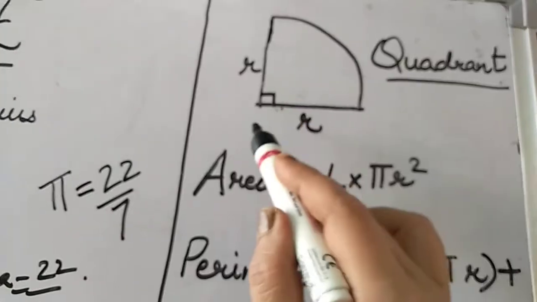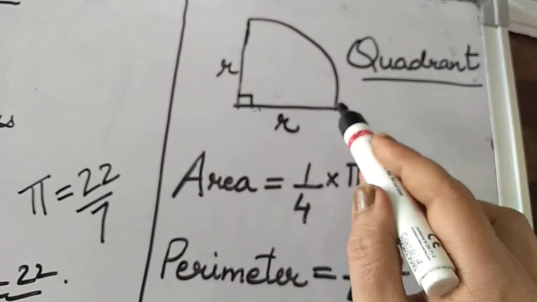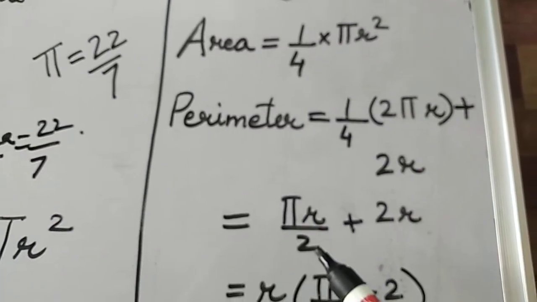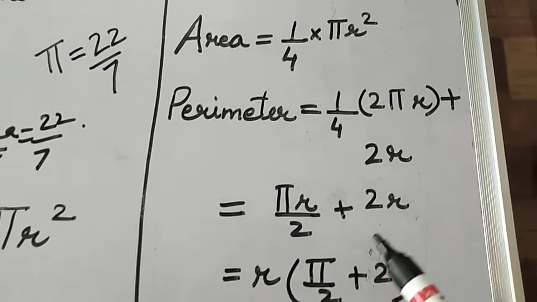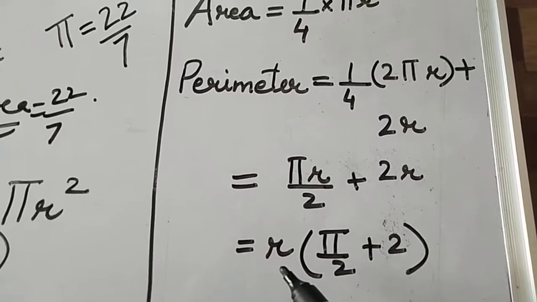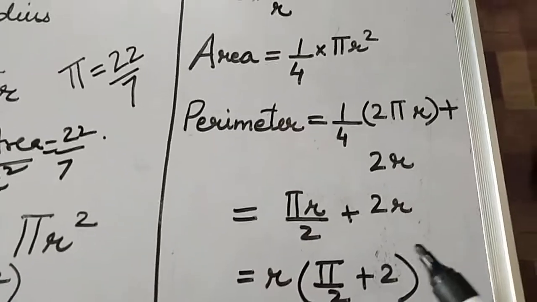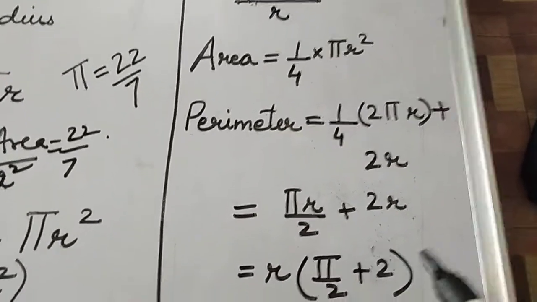Why? Because this radius plus this radius, this length plus this length, is 2r. So 1/4 of 2 pi r is pi r upon 2, plus 2r, that gives you, take r out, you get r into pi by 2 plus 2. This is the perimeter of a quadrant.